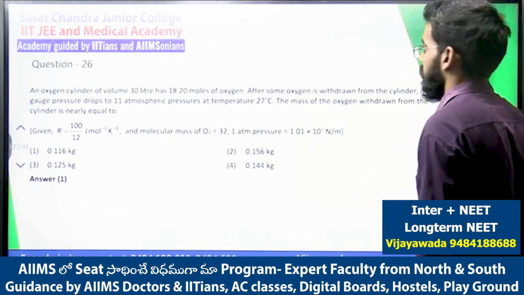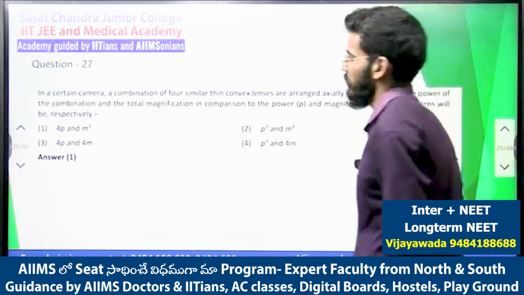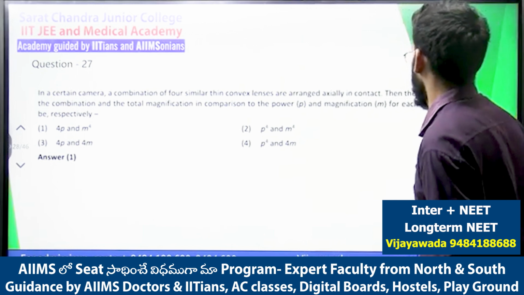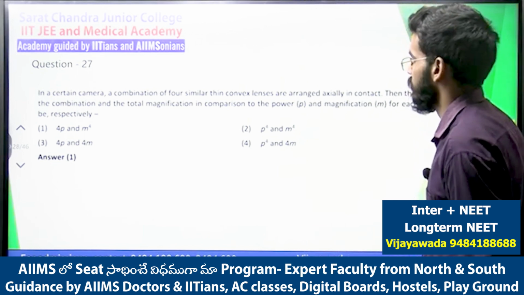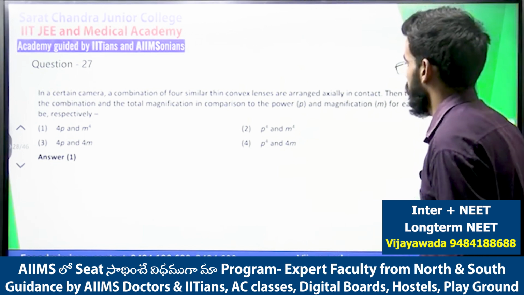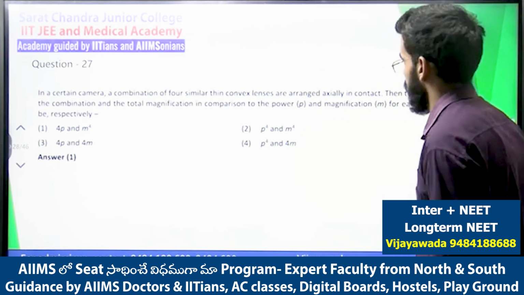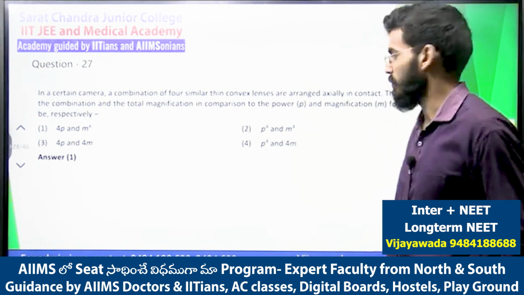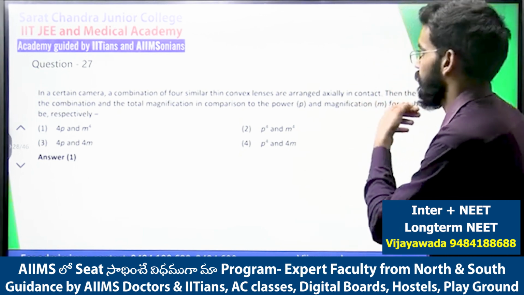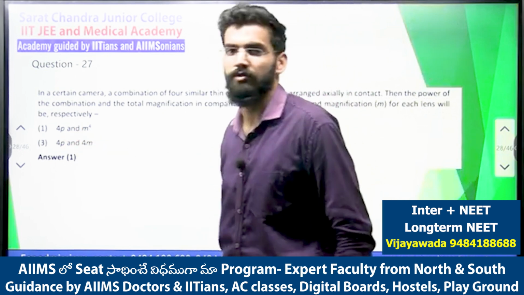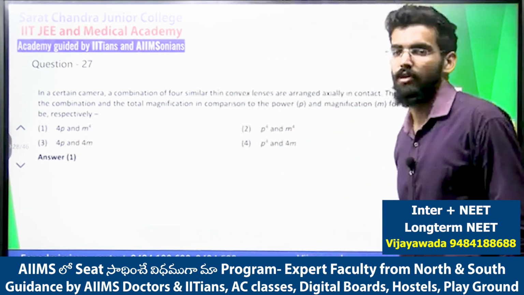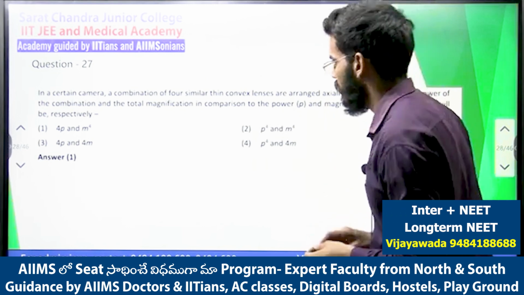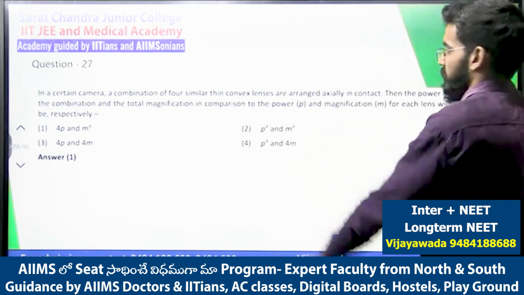Got it? Question number 27. In a certain camera, the combination of four similar thin convex lenses are arranged axially in contact. Then the power of the combination and the total magnification, in terms of the power P and magnification M for each lens. So each lens power is P, so total power is 4P, and magnification multiplies, so M to the power 4. First option, 4P and M to the power 4, directly. We already know power gets added and magnification gets multiplied. So this is directly the answer, first option.